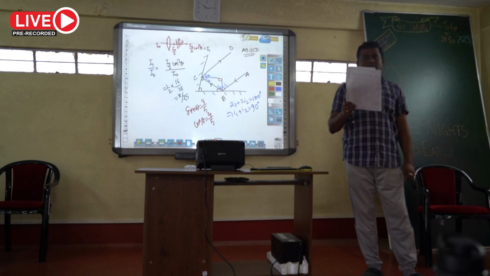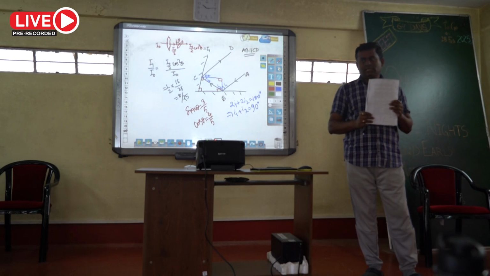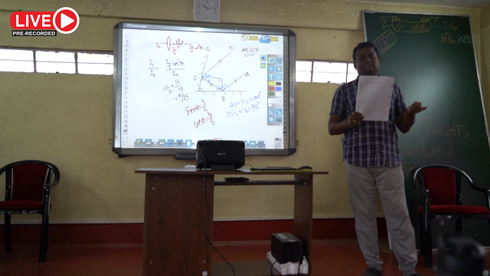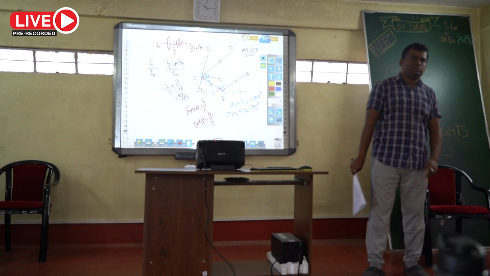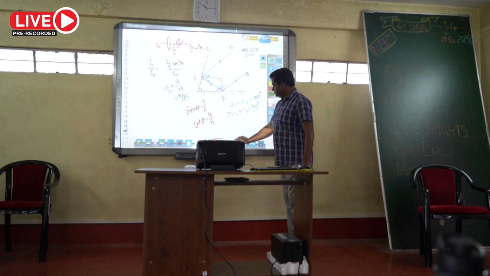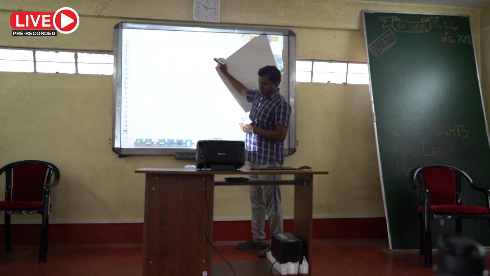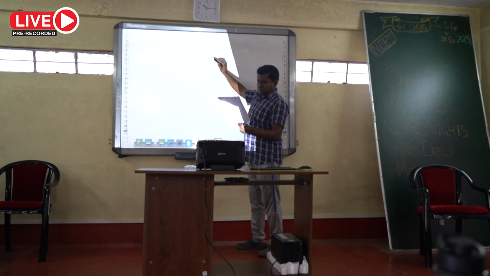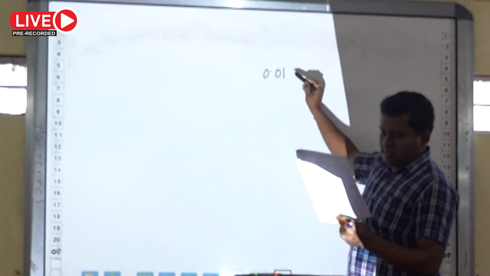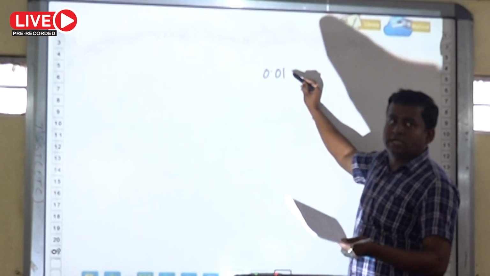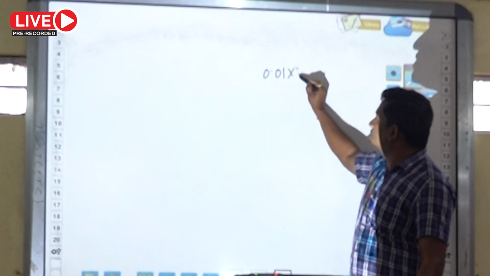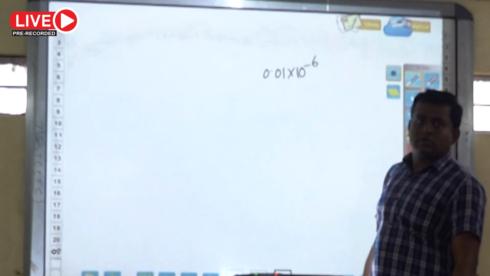Mass is given in milligram. So first you have to convert it into kg, then multiply with c square, then it will be in joule. Joule per 1 second means what? Then convert to megawatt. So 0.01 milligram: milligram to gram is 10 to the power minus 3, then another 10 to the power minus 3 means 10 to the power minus 6. This is converted to kg.